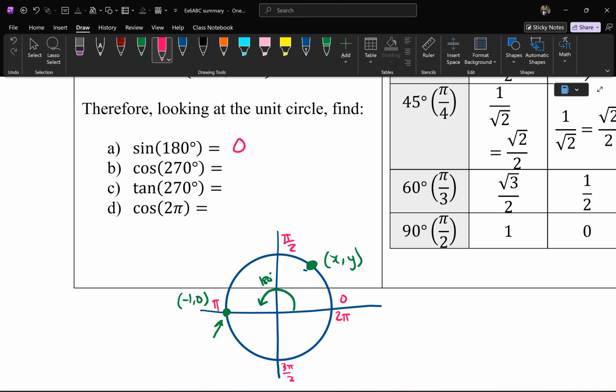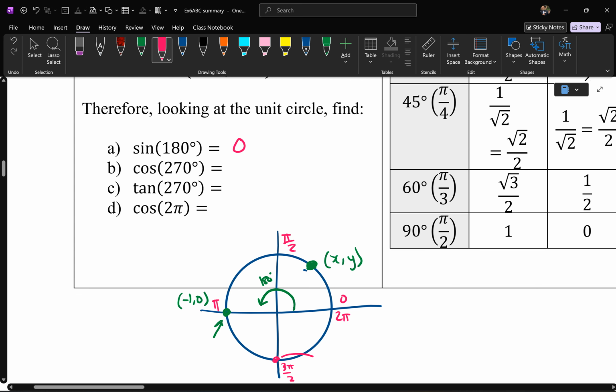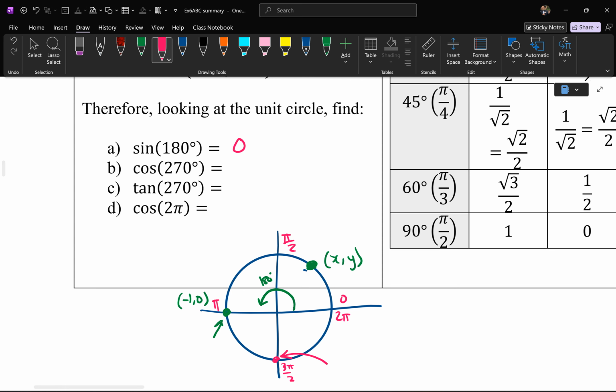Now let's visualize the next one. Cos means the x coordinate after rotating 270 degrees. Here we go, let's rotate. That's 90, 180 degrees, 270. This is where I'm at. I'm right at this particular spot. What is the x coordinate at this spot? Cos of 270, Una? 0.